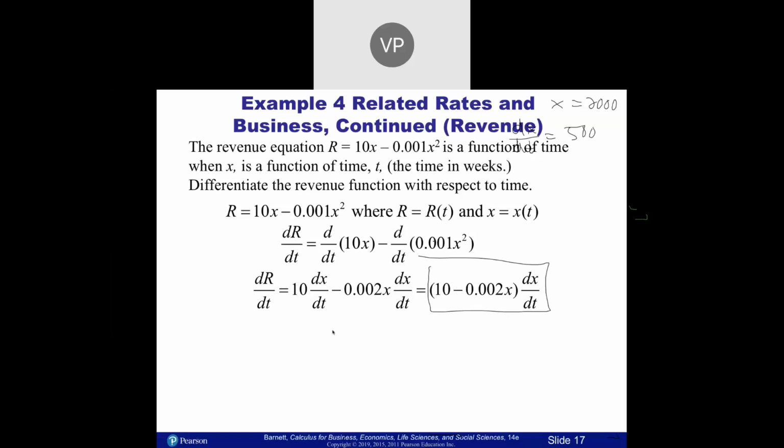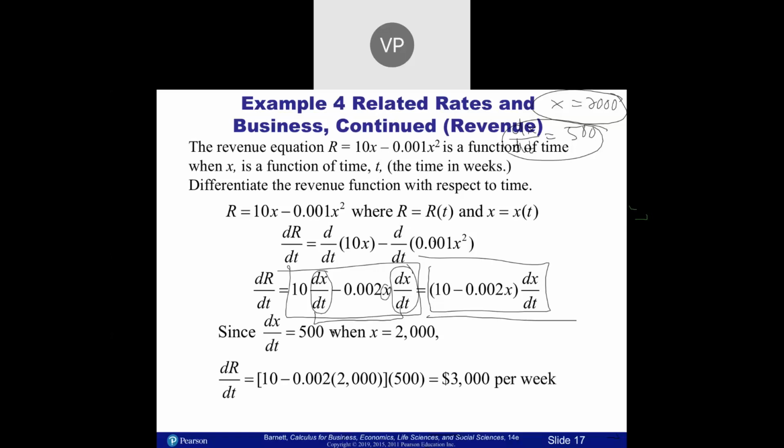Okay, now they factored, just so you know, they factored out the dx/dt. That's why it looks like this. You didn't have to factor it. You could have left it like this as well. It would have worked fine. So now what we do is we plug in the 2,000 for x. We plug in the 500 for dx/dt. So this becomes 500, this becomes 500, this becomes 1,000, or you could use this equation over here, which is what they did in this example. So, excuse me, we get 10 minus 0.002 times 2,000, and all of that is times 500, and that gets you 3,000 per week.